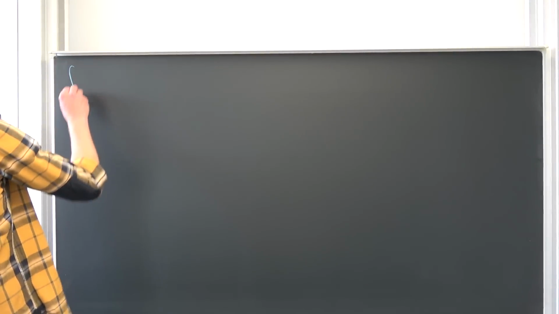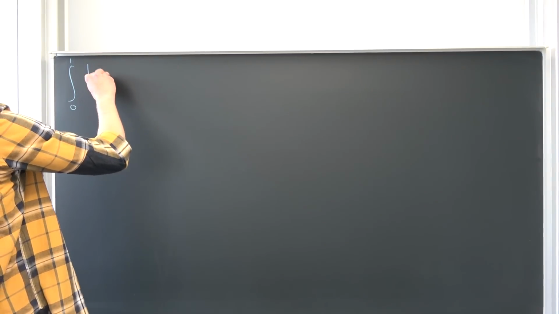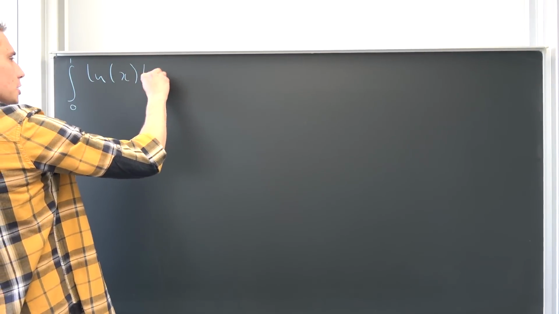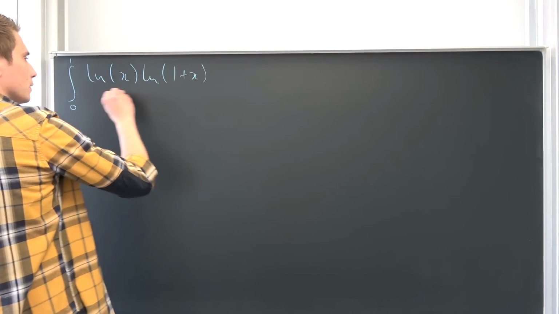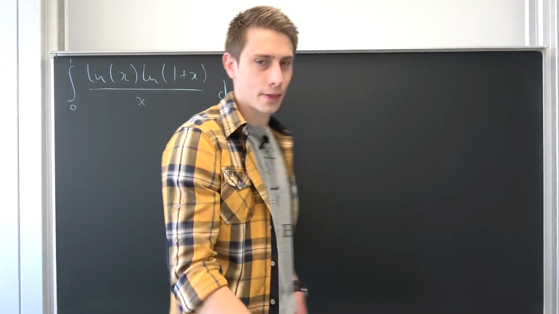So what was the integral? Still the blue chalk right here. From 0 to 1 of the natural log of x times the natural log of 1 plus x over x, integrated with respect to x.